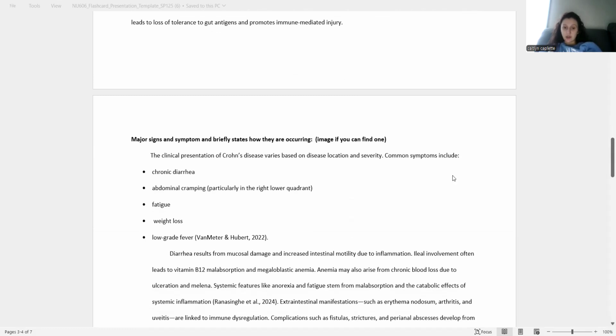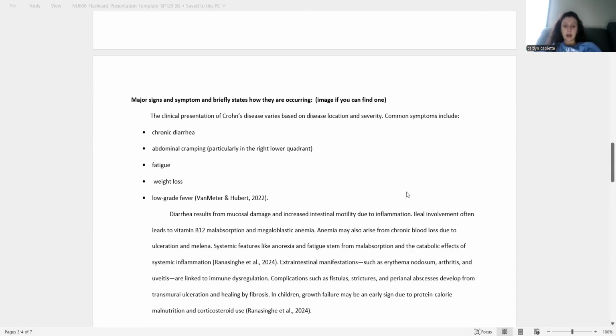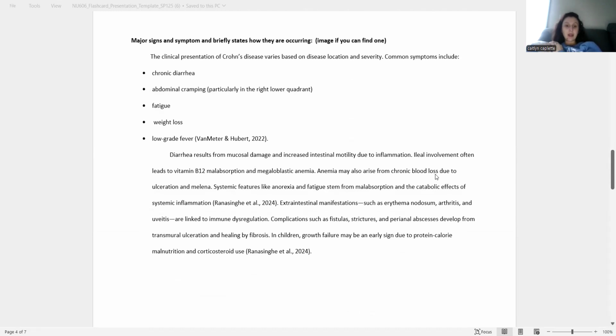The clinical presentation of Crohn's varies based on the disease location and severity, but common overall symptoms are chronic diarrhea, abdominal cramping, specifically the right lower quadrant, fatigue, weight loss, and low-grade fever. Now, diarrhea results from mucosal damage and increased intestinal motility due to inflammation. Ileal involvement often leads to vitamin B12 malabsorption and megaloblastic anemia. Anemia can also arise from chronic blood loss due to ulceration and melena. Systemic features can present, such as anorexia and fatigue, that stem from malabsorption and the catabolic effects of systemic inflammation.